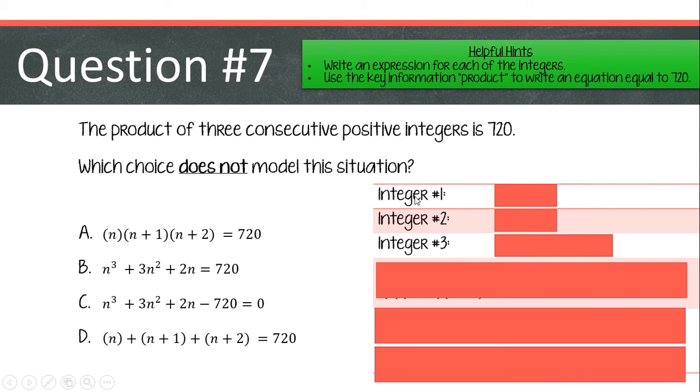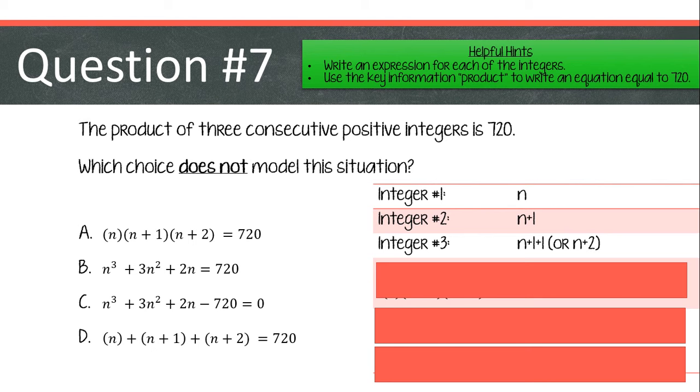So integer 1, that would just be the first integer you're starting with. We could let that be represented by n. You could choose x, but a lot of times we use n for number. So let's say your first integer was, I don't know, 100. The next consecutive integer would be 101. How did we get from 100 to 101? We just added 1 to get to the next consecutive integer. And to get to integer number 3 from 1, I would have to add another 1. So n plus 1 plus another 1, which is really n plus 2.